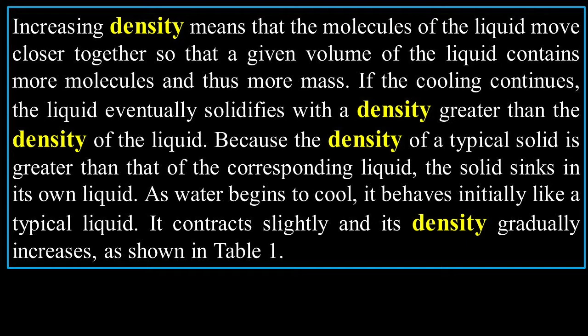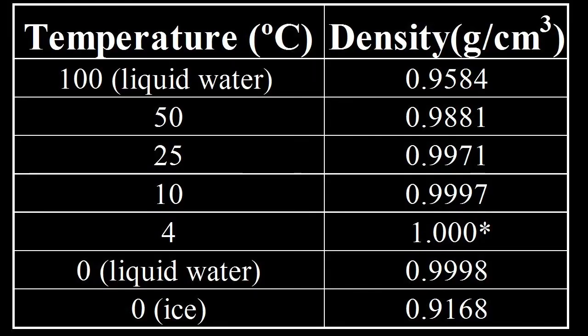Because the density of a typical solid is greater than that of the corresponding liquid, the solid sinks in its own liquid. As water begins to cool, it behaves initially like a typical liquid. It contracts slightly and its density gradually increases, as shown in Table 1. So you see that it's getting more dense as you go down to 4 degrees, and then it gets less dense. Kind of weird. But listen carefully.